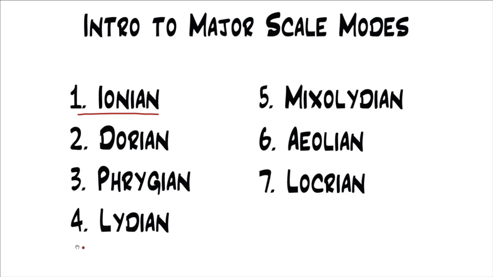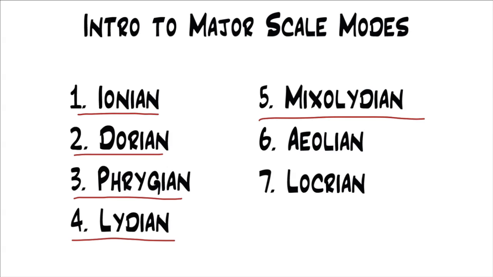Your mode that's built off the second note of the major scale is called Dorian. The mode that's built off the third note is Phrygian. The mode that's built off the fourth note is Lydian. The mode that's built off the fifth note is Mixolydian. Sixth note, Aeolian, and seventh note, Locrian. So these are Greek names, and it doesn't matter where they come from, but these are the names that are used, and they're very common names, so they are important to eventually memorize, and memorize the order of.